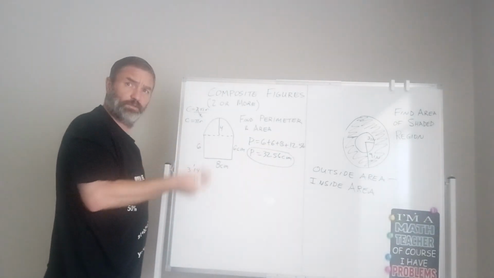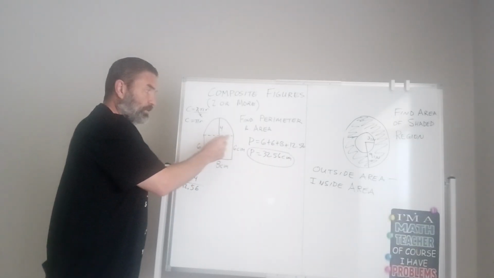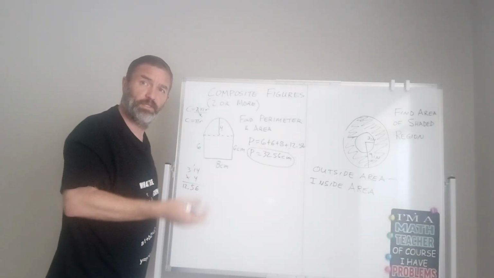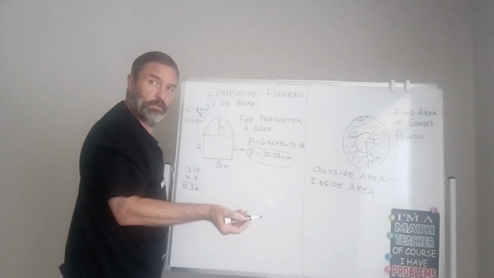Now notice this doesn't follow a specific formula. The perimeter of a rectangle, we would usually add the other 8 in there, but we don't in this case because it's covered. You're going to have to be very careful on composite figures to really pay attention to what they give you, what's the around part. Now the area part is just going to be normal.